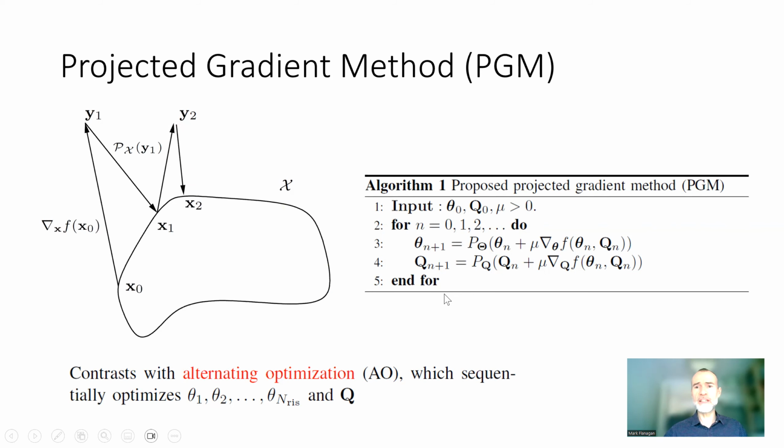What is the advantage of this? Well, the main advantage of using this projected gradient method is that we are doing a vector update. So we're actually updating the unknowns, or the quantities we want to optimize, in parallel. This is particularly important in this RIS application because the number of RIS elements, and thus the number of unknowns, is very large in general, possibly in the order of hundreds of thousands, and therefore it's important to be able to optimize in parallel. This contrasts with the existing approach of alternating optimization, which sequentially optimizes each phase shift value and then the covariance matrix, which is of course much slower to converge.